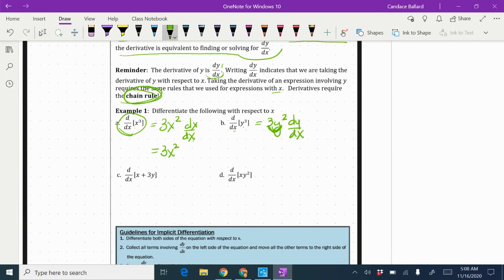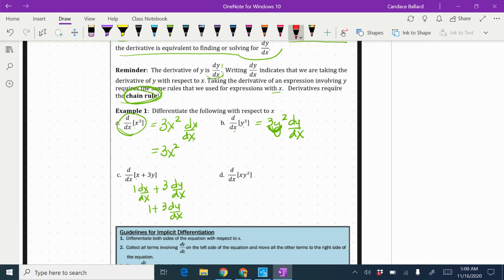If I was going to do c here, the derivative of x would be 1 dx dx plus 3 dy dx. But the dx dx reduces to 1, so we just have 1 plus 3 dy dx.